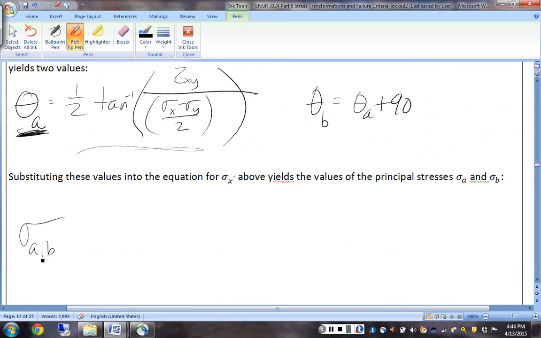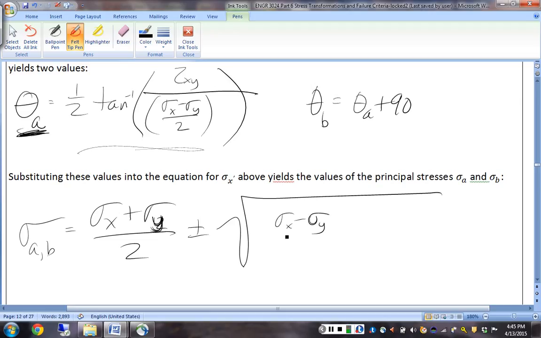So this is new terminology, new subscript soup, sigma A and B. Those are your principal stresses. This is an arbitrary stress state where you have a sigma x, a sigma y, and a tau xy. You are going to transform it, or figure out where your principal stresses are, and you will get sigma A and sigma B, your principal stresses. And the actual answer is the mean of your original normal stresses, plus or minus the square root of this difference squared and the shear stress squared.